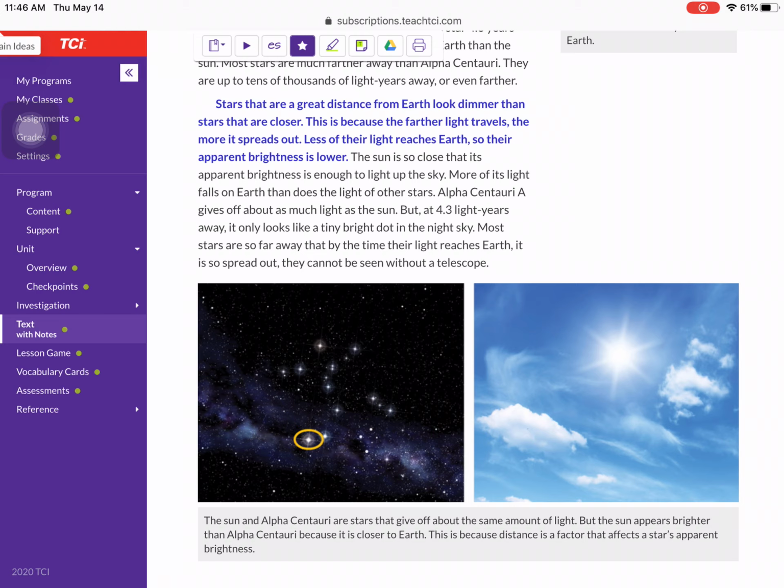Alpha Centauri A gives off about as much light as the sun, but at 4.3 light years away, it only looks like a tiny bright dot in the night sky. Most stars are so far away that by the time their light reaches Earth, it is so spread out they cannot be seen with a telescope.